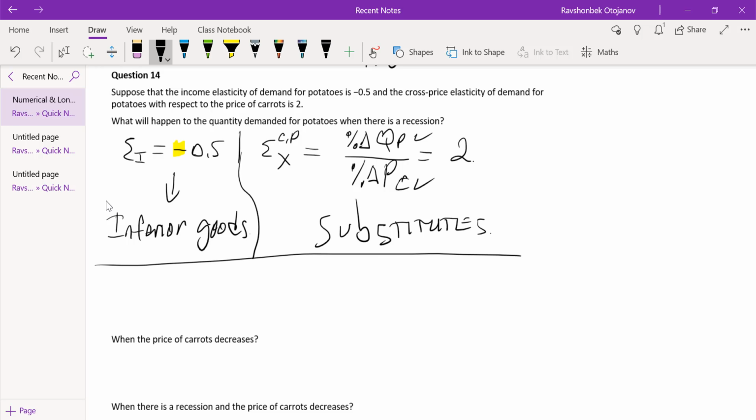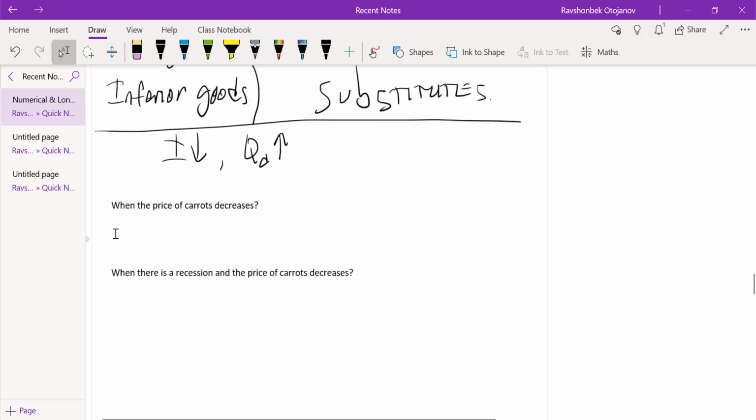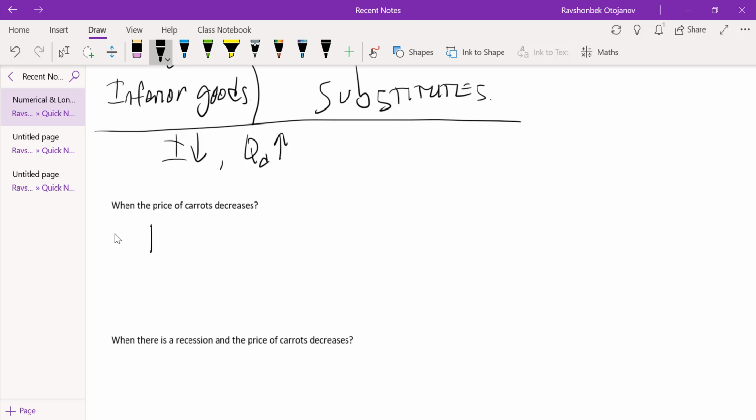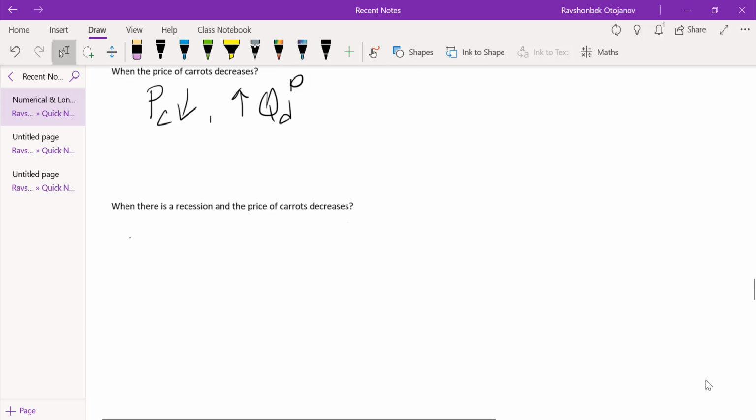Now let's answer the questions. What will happen to the quantity demanded for potatoes when there is a recession? In a recession, usually we have lower incomes. That means the quantity demanded for potatoes increases because they are inferior goods. Next question: when the price of carrots decreases? Carrots are cheaper than potatoes, so quantity demanded for potatoes decreases.